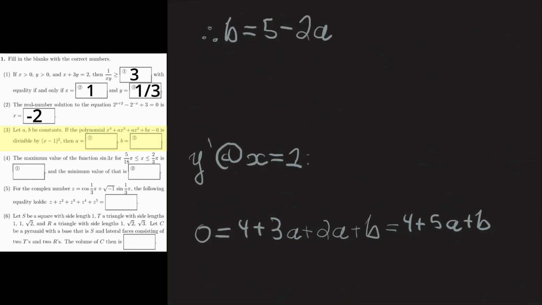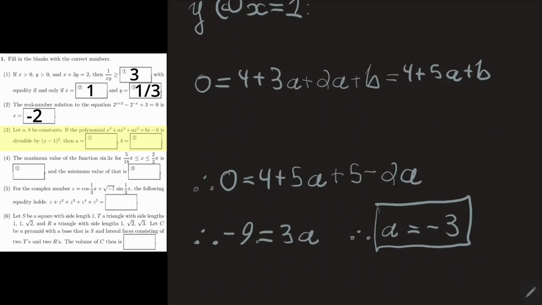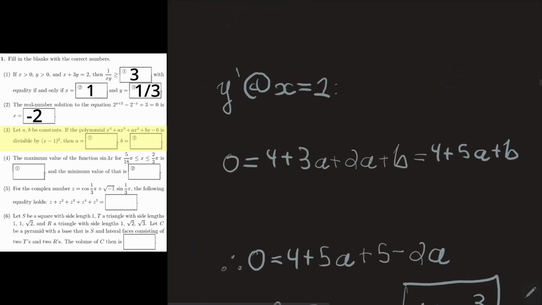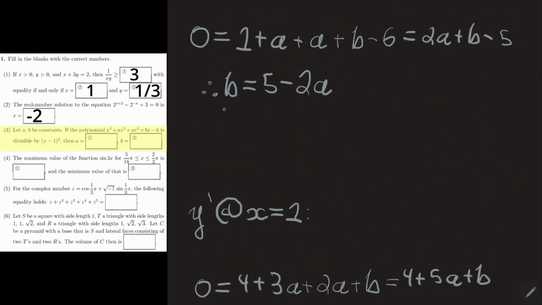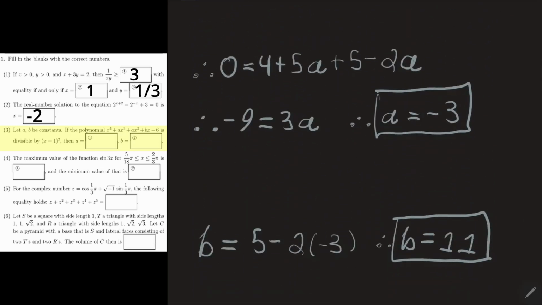Now let's do the same thing for the derivative. So we plug in 1 for the value, and after simplifying a bit, we find that 0 equals 4 plus 5a plus b. So we just found b in terms of a right here, and so we can plug it into this equation. And with a bit more simplifying here, we find that a is equal to negative 3. And then of course we can just take a equals negative 3, plug it back into this equation for b, and we find that b equals 11. And those are the answers to this question.